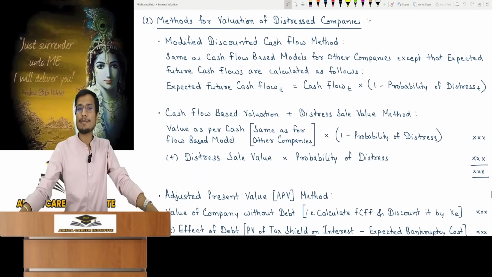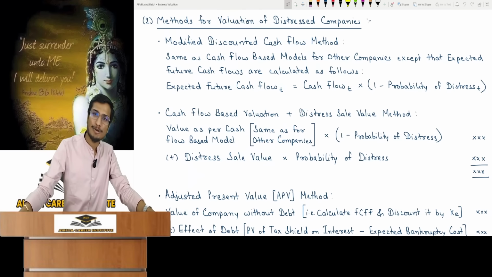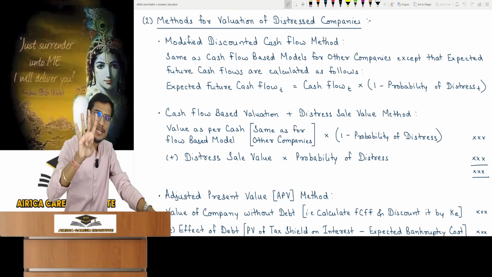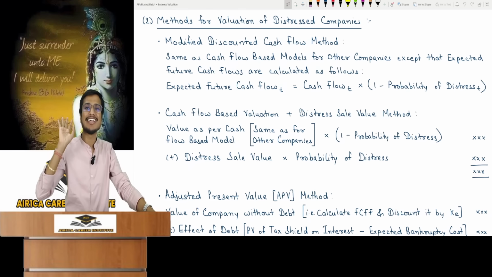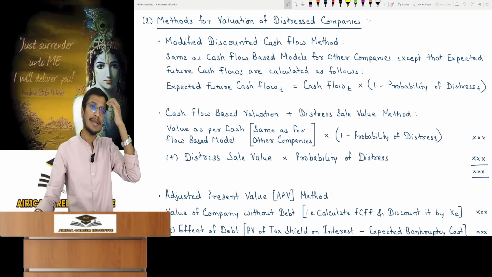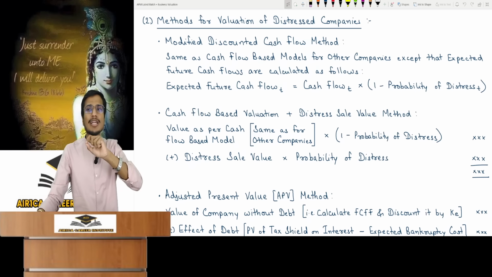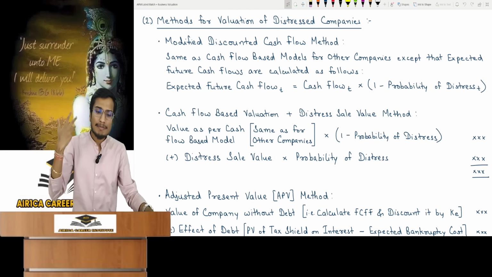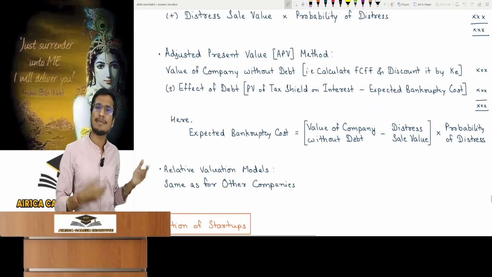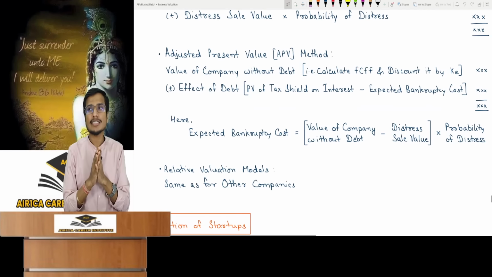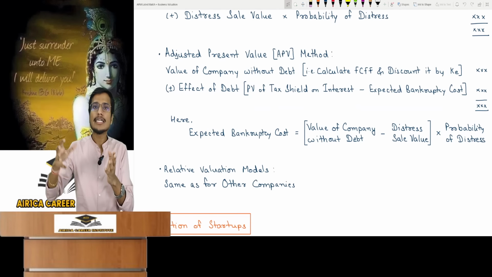So in the valuation of a distressed company, the main model we will use is the cash flow based model. I will teach you 4 methods for valuing a distressed company, and 3 of them are cash flow based models. The other one is the relative valuation model. The relative valuation model is based on similar companies. Is it the same? How can it be? It's a distressed company, so will there be others like it?